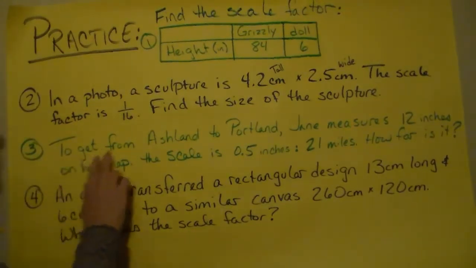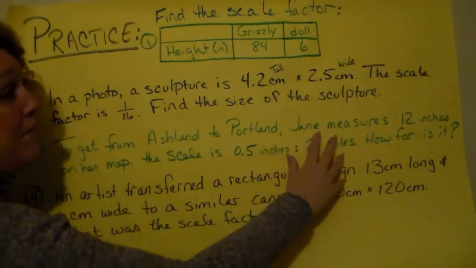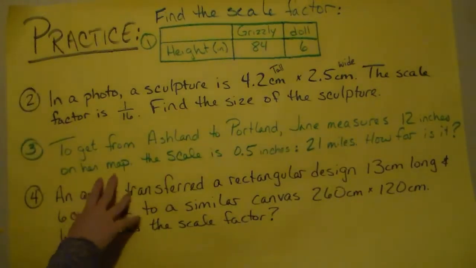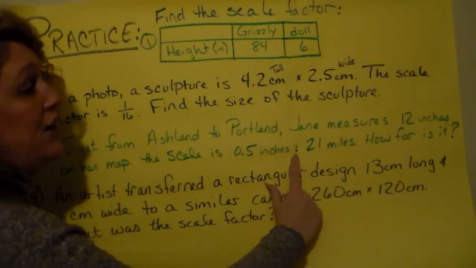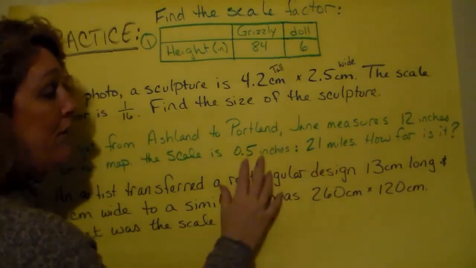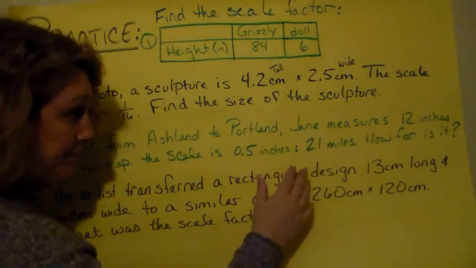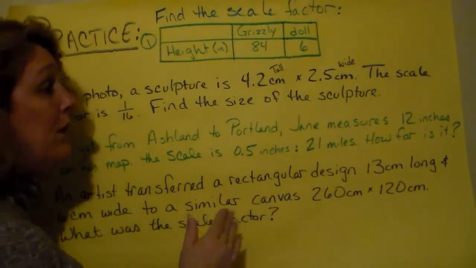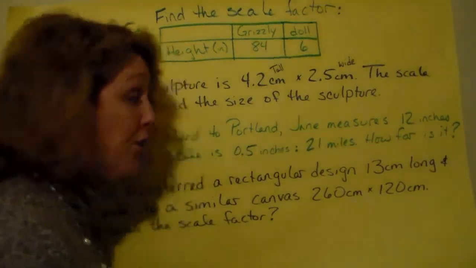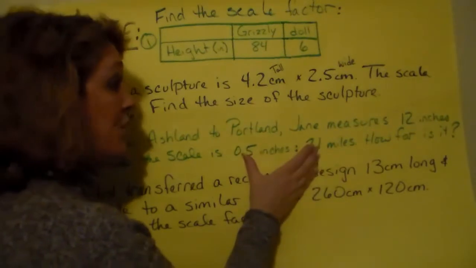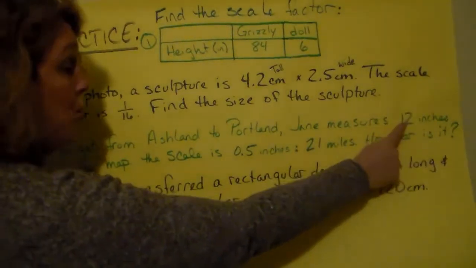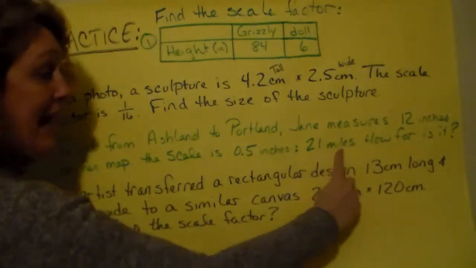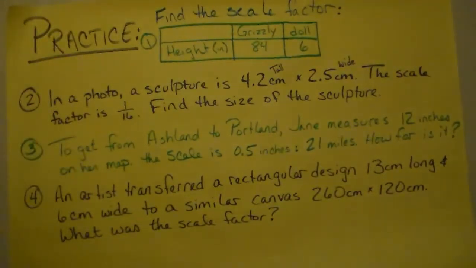Next, you're going to get from Ashland to Portland. Jane measures 12 inches on her map. The scale is 0.5 inches to 21 miles. So for every half an inch, there's 21 miles. How far is it to Portland in real life, not on her map? I need you to set up this as a proportion with the 12 inches and an X here, and solve for X.